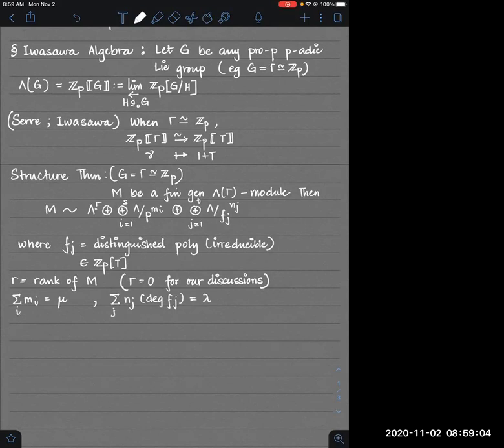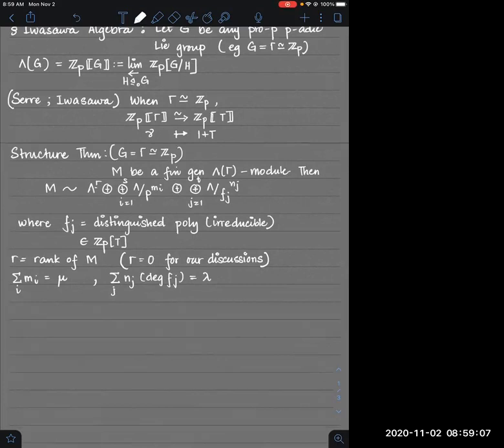Okay, and maybe one last definition that I have to say for this statement is, you can define the characteristic polynomial of M to be the polynomial p to the power mu, so product over j of f_j to the n_j. So this is essentially the annihilator of the module M.